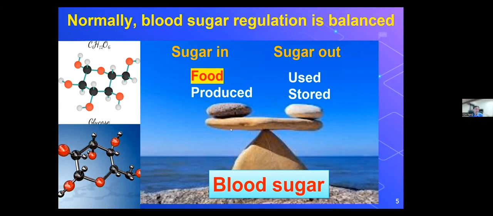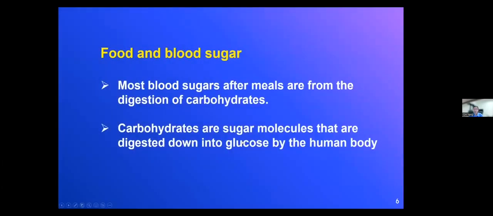This is basically the way for the sugars to be high. Now, food is a main source of sugars after you eat. You can imagine that, right? It's mainly from digestion of carbohydrates. Carbohydrates is just a name for different sugars, basically sugar molecules.